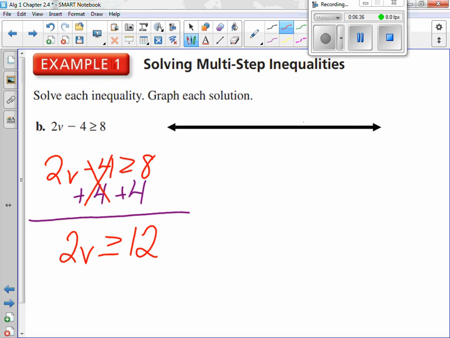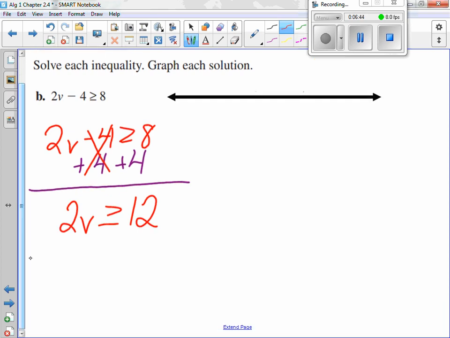Any questions on this here so far? So we're not completely done because we started out with 2v minus 4, but we added 4 and we just now have 2v. But we want v by itself, so what do I need to do? I need to divide both sides by 2. And v is, well, greater than or equal to 6.